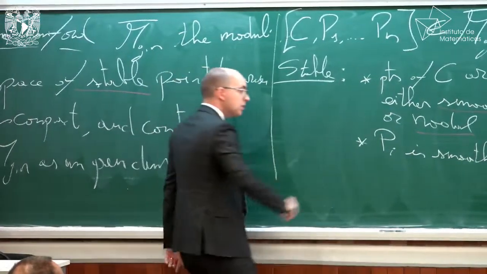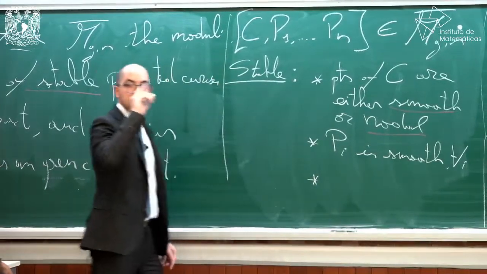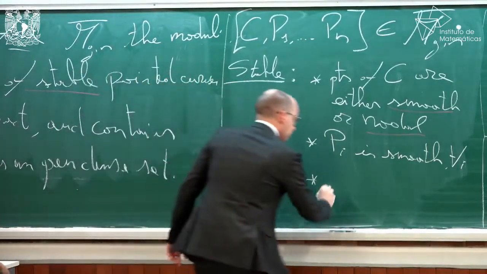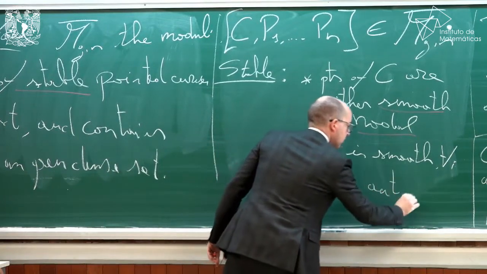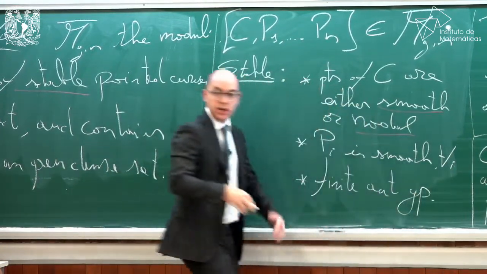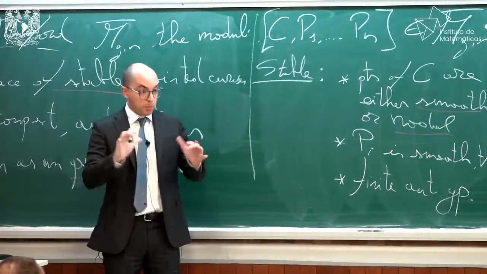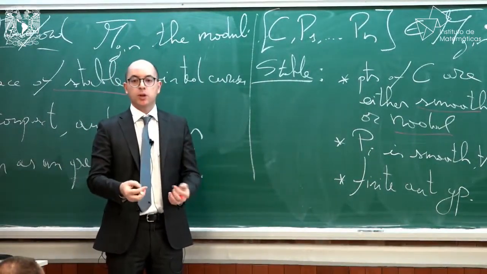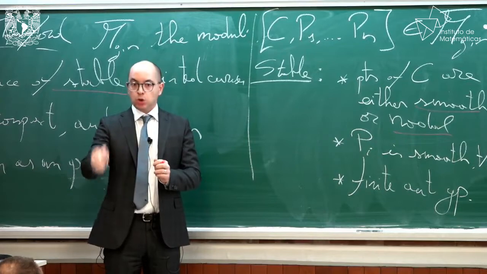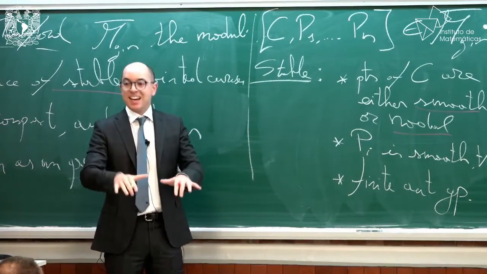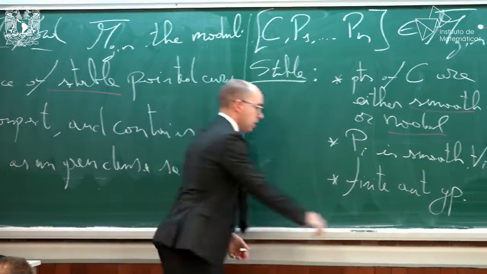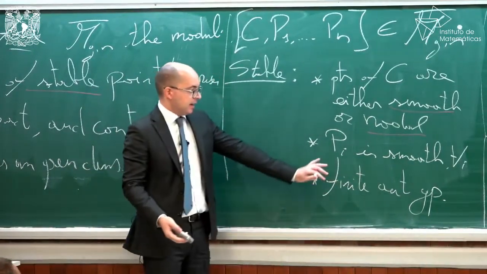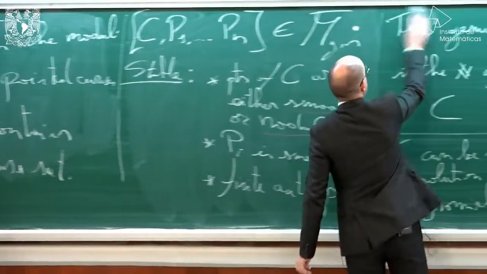And the third condition is that there is a finite automorphism group. Your pointed curve has a finite automorphism group. That is, you look at the automorphisms of the curve preserving the points, and you want a finite number of those. So this condition is actually very simple to rephrase in combinatorial terms.